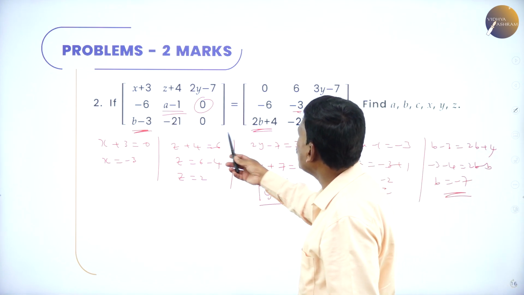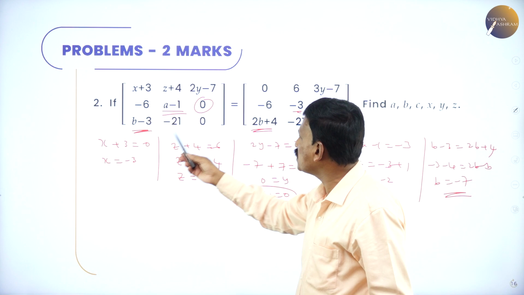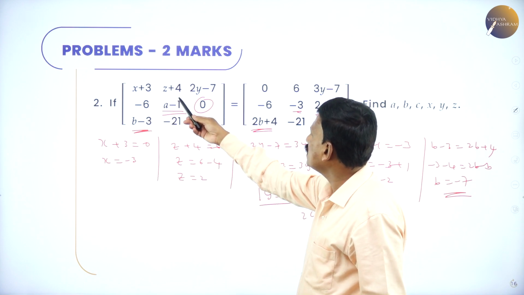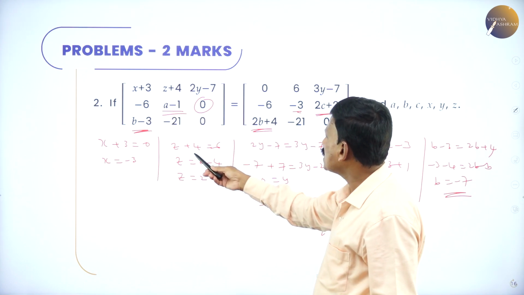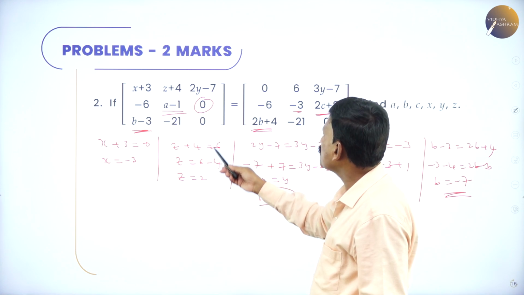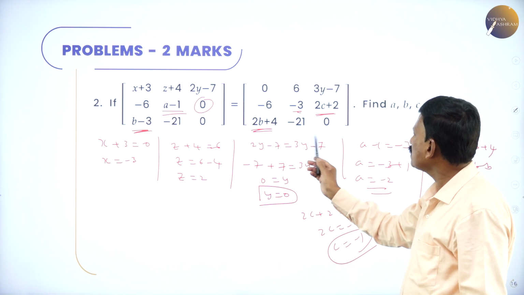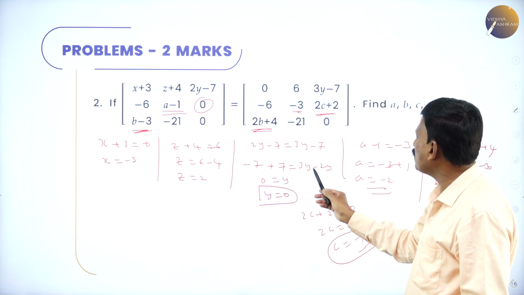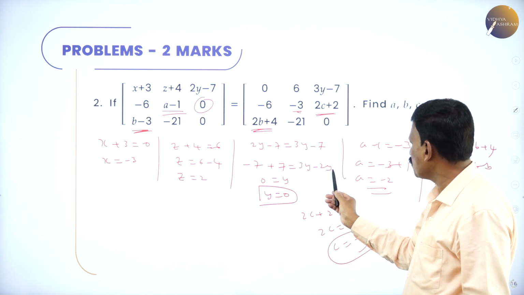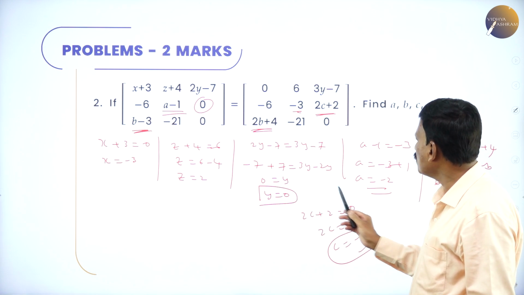See, by equality of matrices, x plus 3 is equal to 0. Therefore, x is equal to minus 3. Z plus 4 is equal to 6. Z is equal to 6 minus 4, which is 2. 2y minus 7 is equal to 3y minus 7. Transfer this, minus 7 becomes plus 7. 3y minus 2y is y. Y is equal to 0.